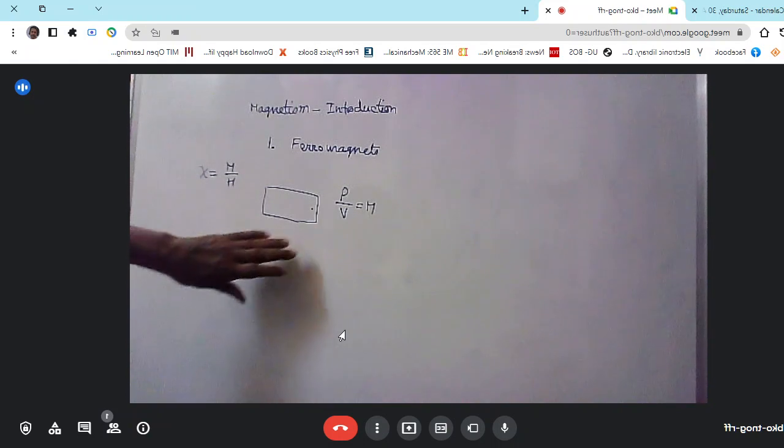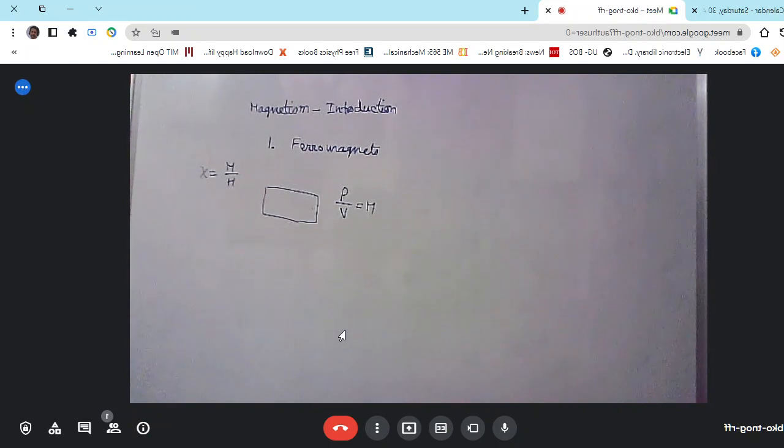Why will this magnetic sample be converted into a magnet? Unless it is placed in some magnetic field. So there is an external magnetic field, and that magnetic field is H, and this N is the magnetism generated within the body, that is, the total dipole moment divided by total volume. So chi indicates how easily you can magnetize a specimen.